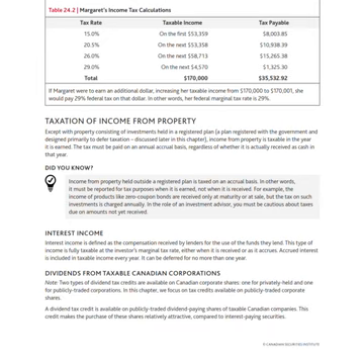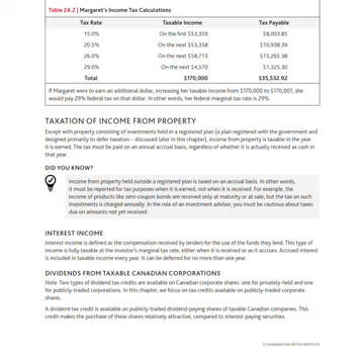Taxation of income from property. Except with property consisting of investments held in a registered plan, a plan registered with the government and designed primarily to defer taxation, discussed later in this chapter, income from property is taxable in the year it is earned. The tax must be paid on an annual accrual basis, regardless of whether it is actually received as cash in that year.